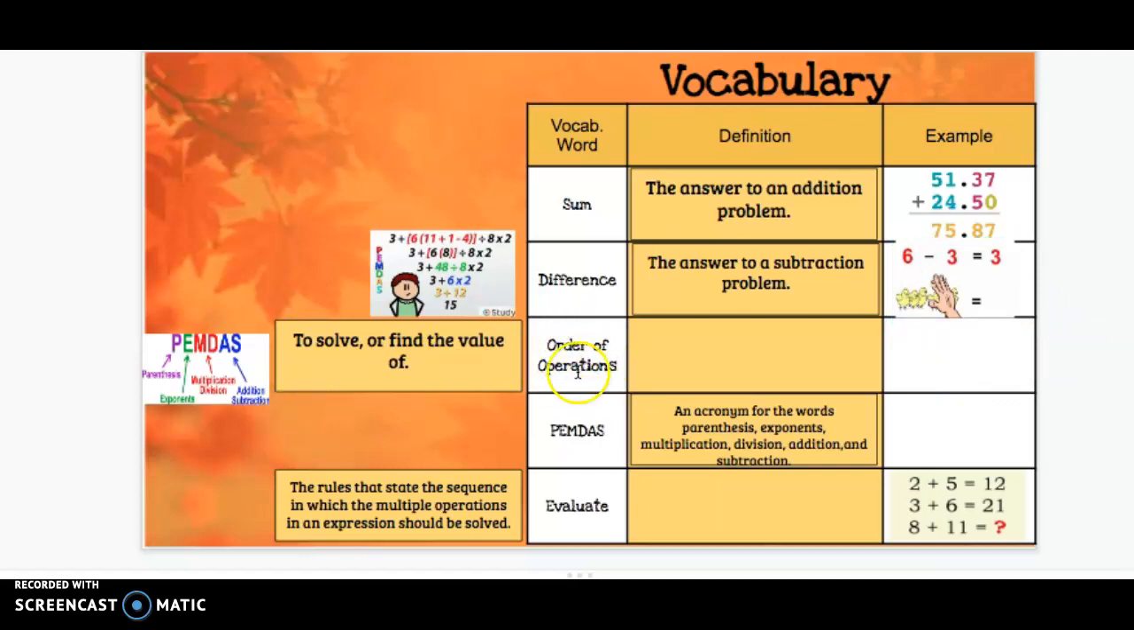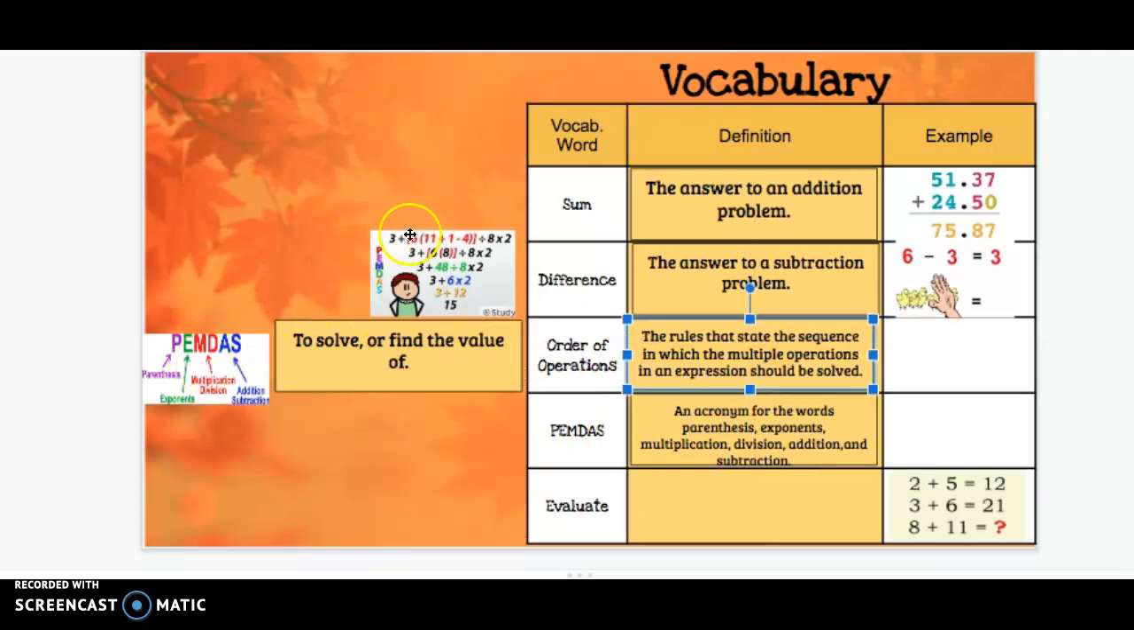So now we have order of operations. Order of operations is when you are given multiple different operations in a problem. So you may be given a problem that has addition, subtraction, and multiplication in it, and you have to solve it. You may be given a problem that has subtraction and division and multiplication in it. And there's a certain order that you have to solve them in to get them correct. So the rules state the sequence in which the operations in an expression should be solved. So again, there's an order to the way you solve it, and that's the definition.